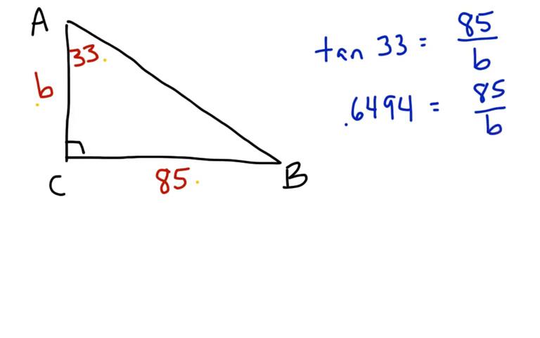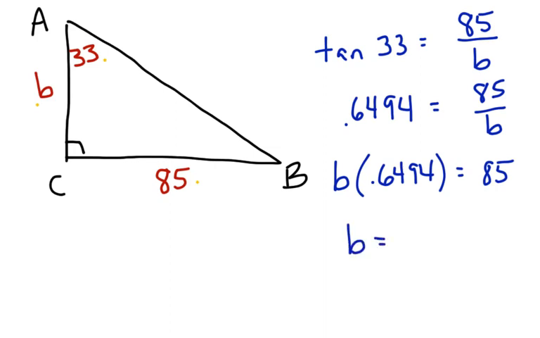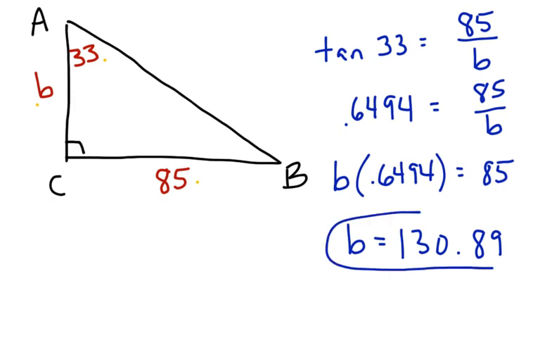Now B is a side length here, so I know it's not equal to 0, so it's okay for me to multiply both sides by B, and that'll be my next step. So when I do that, I get B times 0.6494 equals 85. And then the last step I need to do is divide both sides by 0.6494. And when I do 85 divided by 0.6494, I get 130.89. And that is the solution to my question, 130.89.